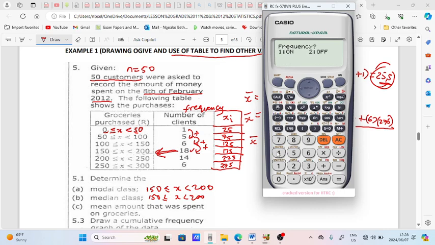Now they say frequency on or off. Because we are working with frequency, it's no longer ungrouped data. Now when we work with grouped data, we need the frequency. That one we used only one variable, but here we need the frequency. Now from there, we must put on frequency, press 1. Now my frequency is on. From there, I do the normal way.